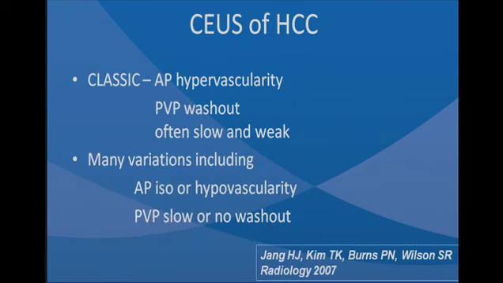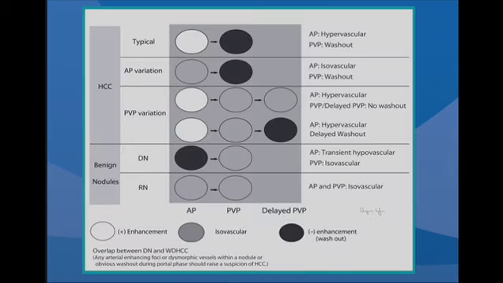So let's go on now and talk about hepatocellular carcinoma. So the classic enhancement pattern for HCC is that of arterial phase hypervascularity with portal venous phase washout, which is often slow and weak. Now, we know also that there are many variations, including in the arterial phase, iso or hypovascularity, and in the portal venous phase, slow or no washout. Consequently, our schematic for hepatocellular carcinoma is quite elaborate as shown here.